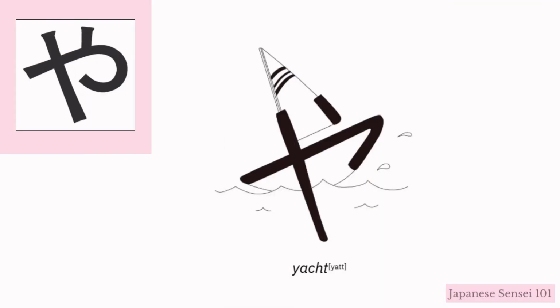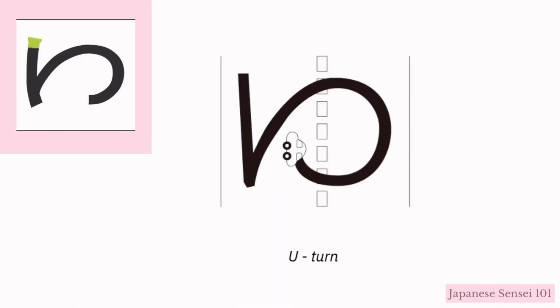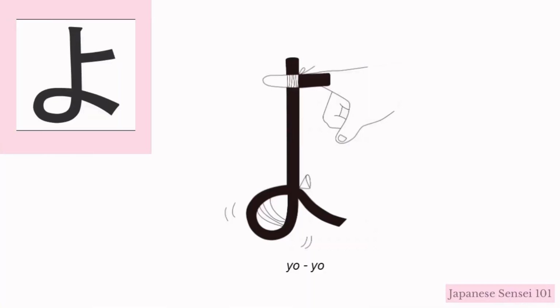や、や、 Imagine the hiragana ya as a yacht sailing on the water. ゆ、ゆ、 Imagine the hiragana yu as the path of a car making a U-turn. よ、よ、 Imagine the hiragana yo as a yo-yo with its string. The curved lines of yo can represent the shape of the yo-yo and its string trailing off.